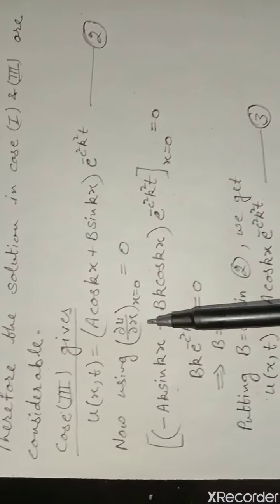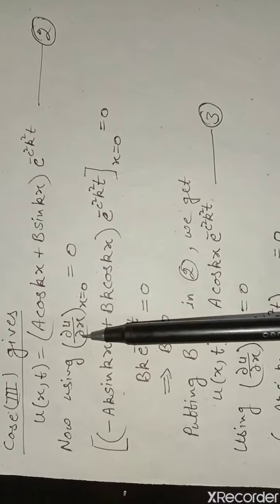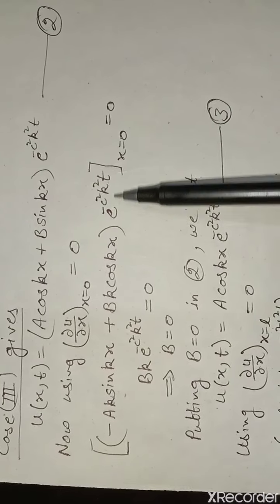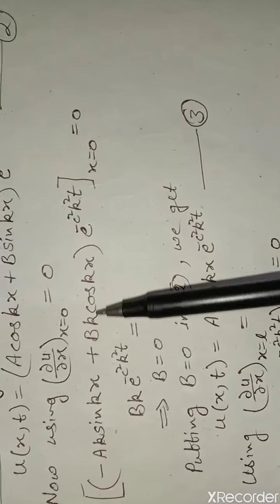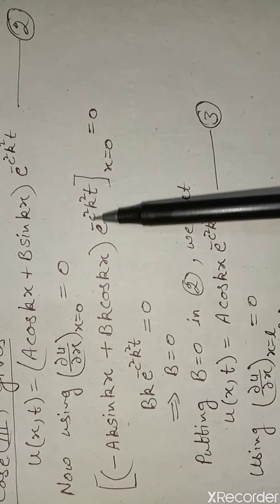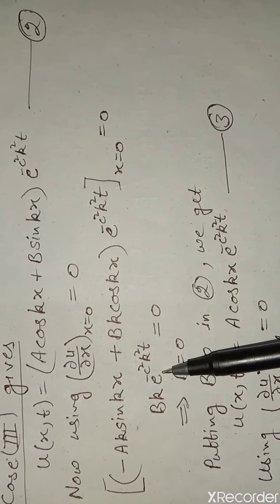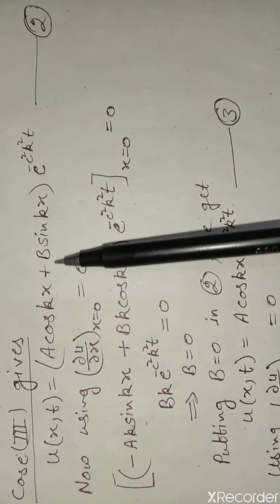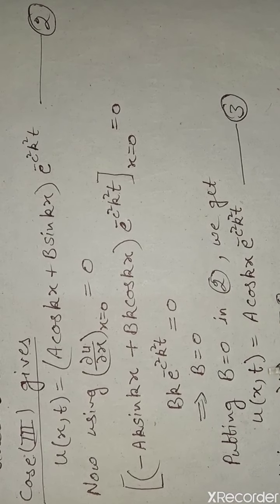Now we use the initial condition, one of the initial conditions. So we use this del u by del x when x is equal to 0 is 0. So here we have differentiated this u with respect to x and put x is equal to 0. When we put x is equal to 0, this part will become 0. We are left with bk e raised to the power minus c square k square t is equal to 0. And this exponential part can never be 0. So this will give us b is 0. Now we substitute b is equal to 0 here. So this solution reduces to this.